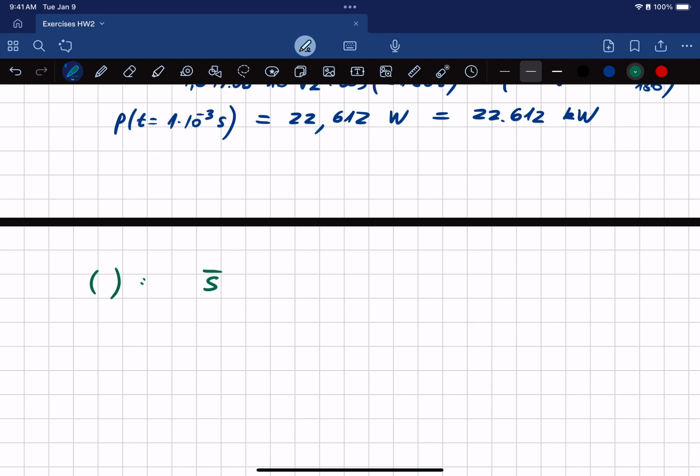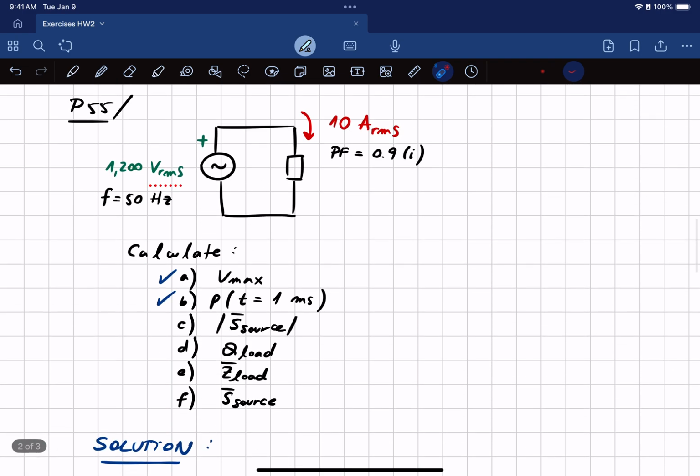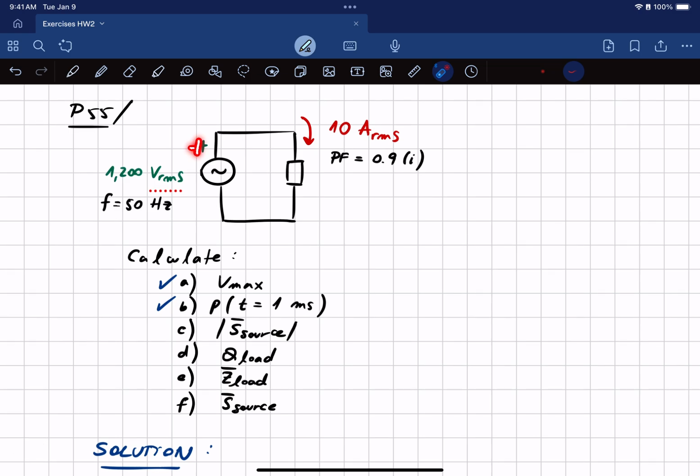Parenthesis. S, the definition of complex power is V times I conjugate. We're using phasors. So what is V and what is I? It is the voltage and current at some element. If we're referring to the source, then it's the voltage at the source and the current that the source is delivering. If we're talking about the complex power at the load, it's the voltage at the load and the current delivered at the load.